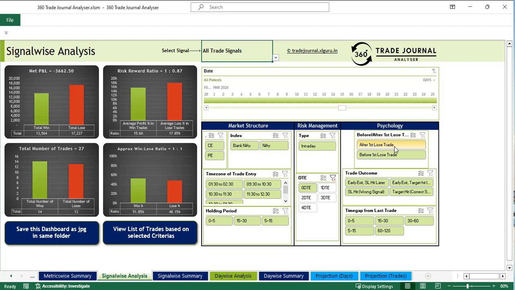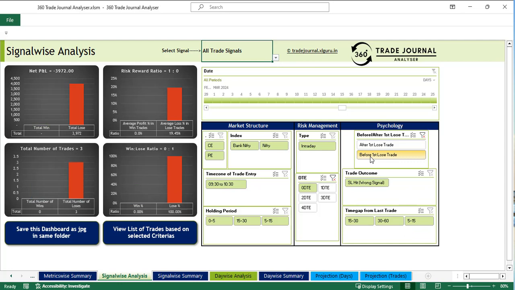So when you select after one loss trade, sorry, let's check before one loss trade first. So once you select before one loss trade, what it includes is all loss trades, first loss trades, and everything before your first loss trade, right? So it selects that. So let's clear this filter.